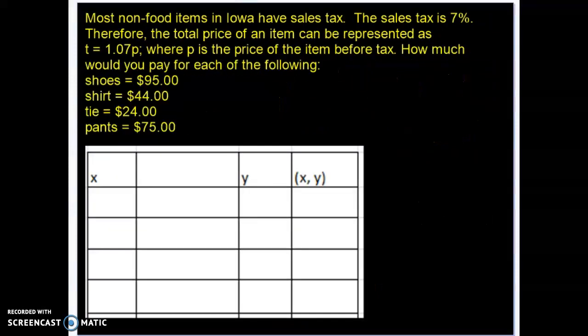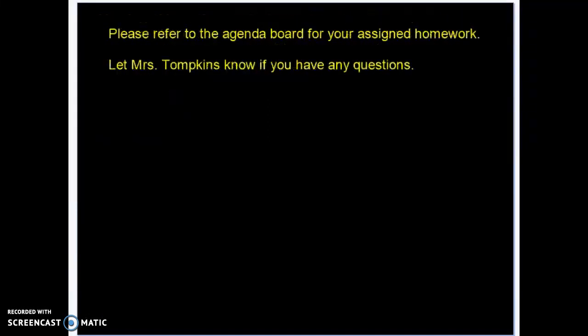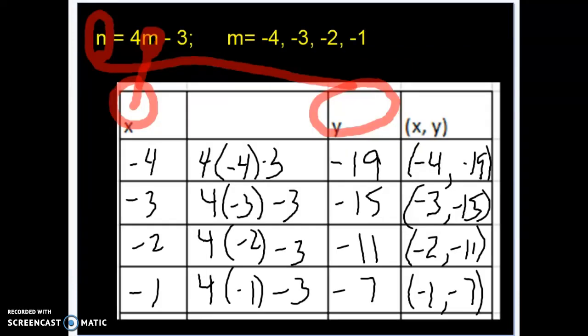All right, what I would like for you to do next is take a look at what the homework is on the board, and your job is to work on today's homework. Please let Mrs. Tompkins or let me know if you have any questions and if you need help with setup or anything like that. But when you do have to create a table, make sure that you create a table where you have a column for x values, you have a column for your work, you have a column for your y value, and then lastly, you have a column for your ordered pairs. Again, let me know if you have questions.